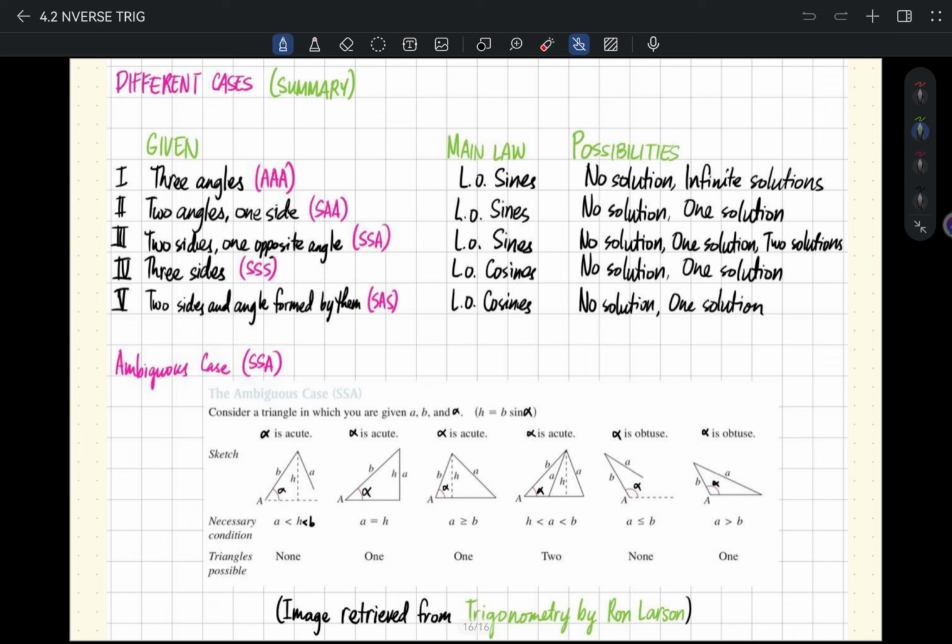So instead of main law, maybe I can label this as first move. But anyway, main law is still the same. So if you have SSS, use law of cosines and solve for 1 angle first. And the possibilities here are either no solution or 1 solution. Then for the SAS case, that's 2 sides and an angle formed by them. You use law of cosines, and the possibilities here are either no solution or 1 solution.